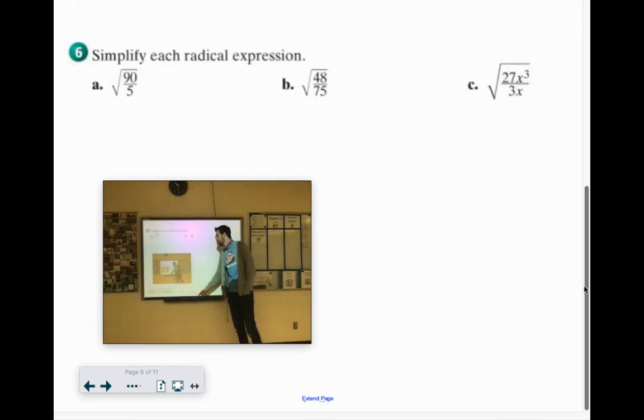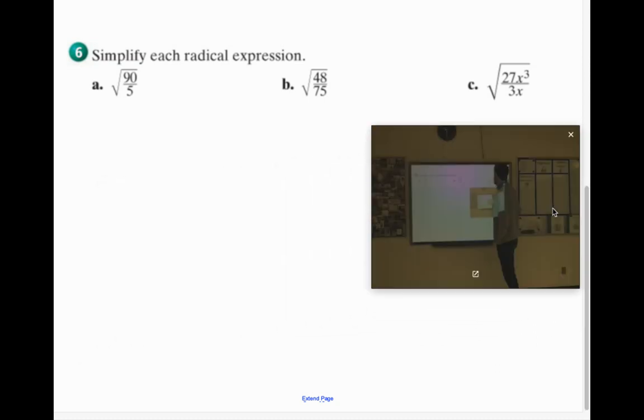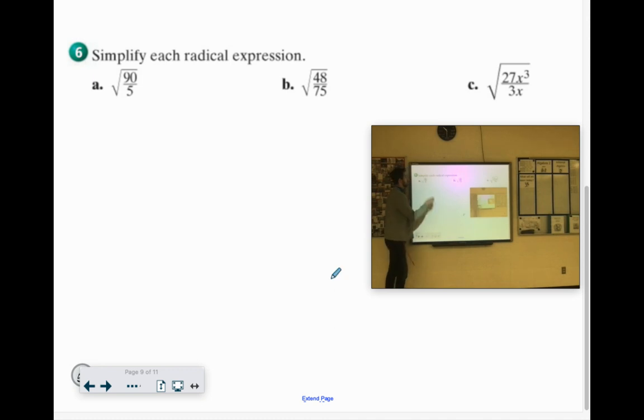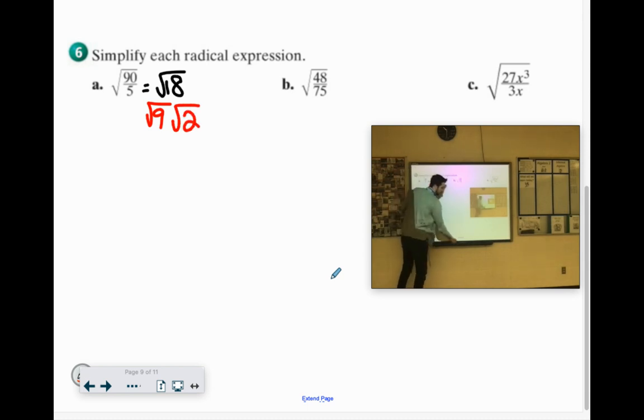Let's try out a few more. Simplify if you can, unless you see perfect squares right away. So 90 divided by 5 comes out to 18. And then we break up our 18 with perfect squares. I know that 9 goes into 18. It's 9 times 2, and the square root of 9 is 3. So our final answer would be 3 root 2.